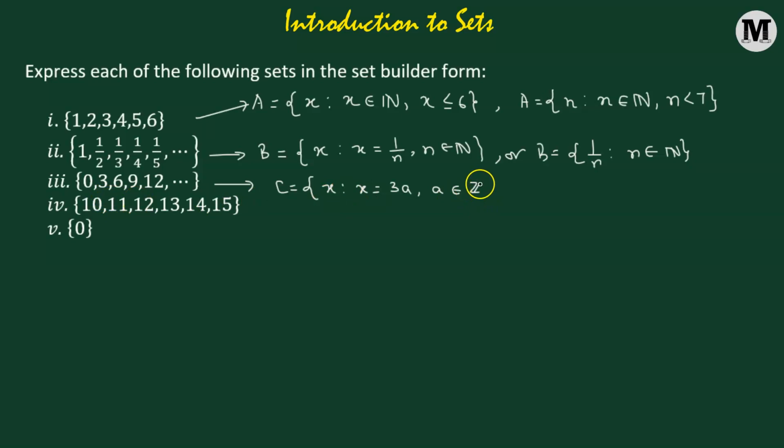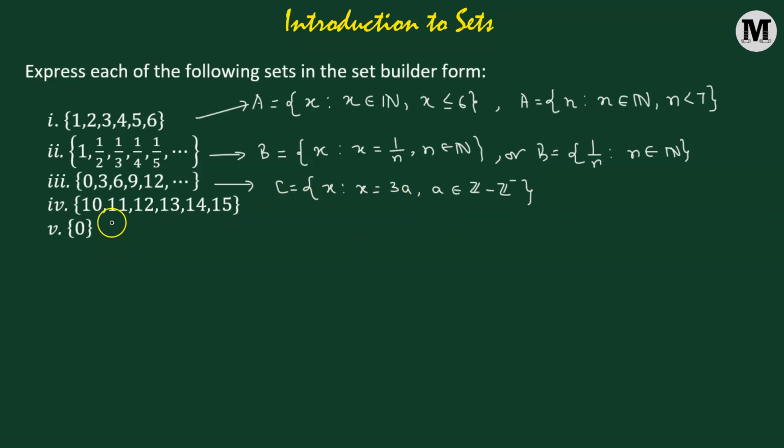So what we'll do, we'll take the set of all integer values, and from it if we subtract all the negative integer values, that will correspond to the positive integer values including 0. So this is how we can express the set C in the set builder form.